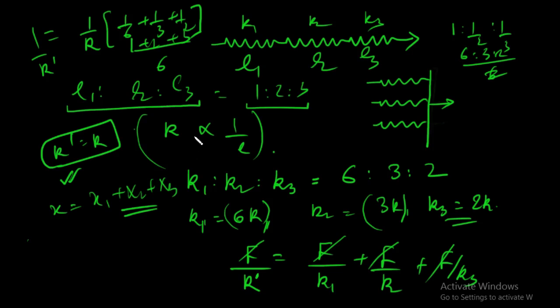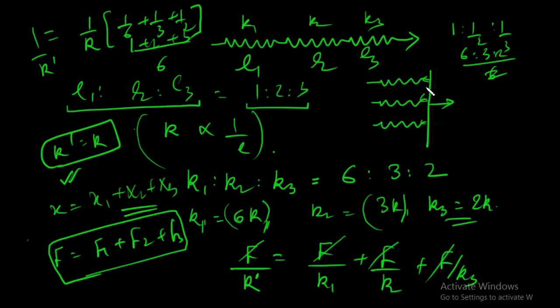So K dash was the final spring constant when the springs were connected in series. Now when they are connected in parallel, the forces will be unequally transmitted. Here will be some other force, and here some other force. So the net force F would be equal to F1 plus F2 plus F3, and the displacement would be the same for all three springs. So we can safely assume K1 plus K2 plus K3 into X, where X is the final displacement.